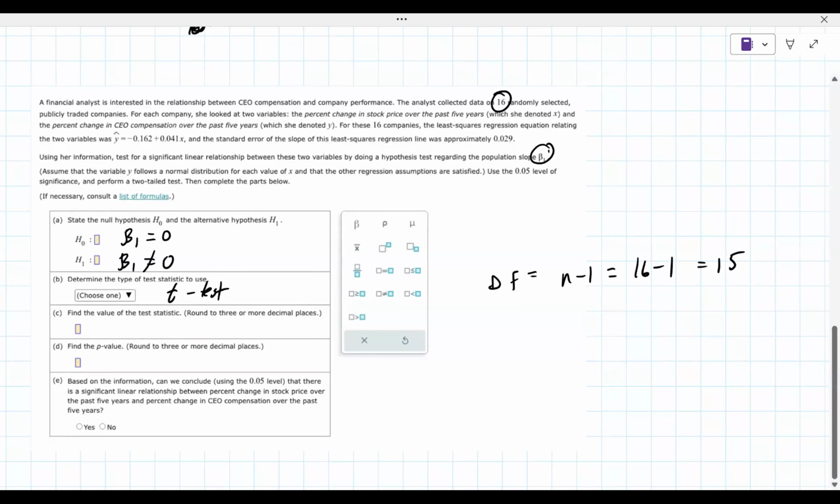Is that okay? Yeah. All right. So the simplified formula for the test statistic is the slope, which is 0.041 of the regression equation, over the standard error, which is 0.029.